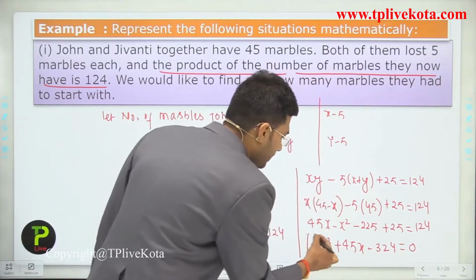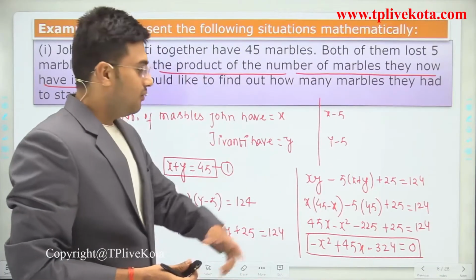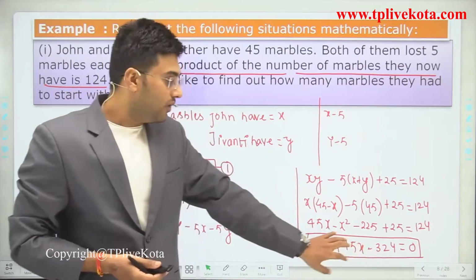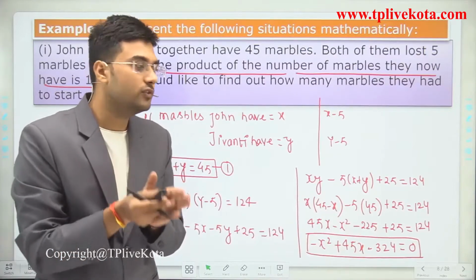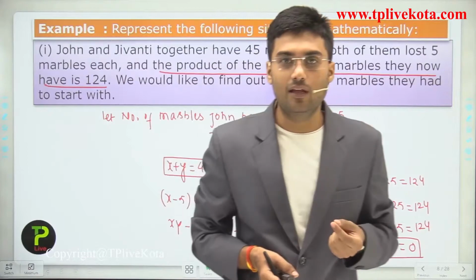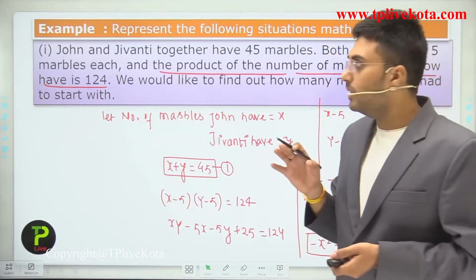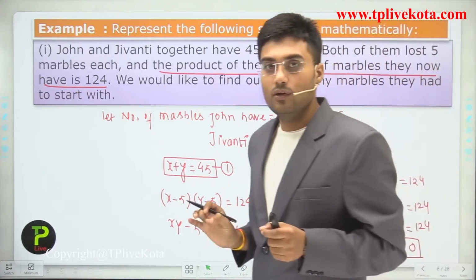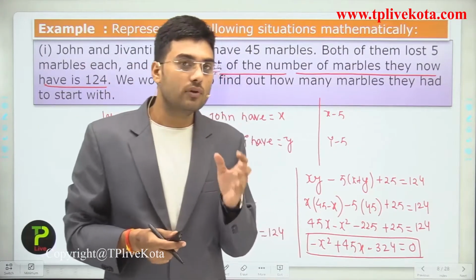So now students, finally we get a quadratic equation for this information. This is a quadratic equation. Now when we solve this quadratic equation, we get the value of x, and the value of x is the number of marbles John has initially. So by solving this we can find the number of marbles. But here we only represent the situation mathematically. In the next class we will study the solution of equations.